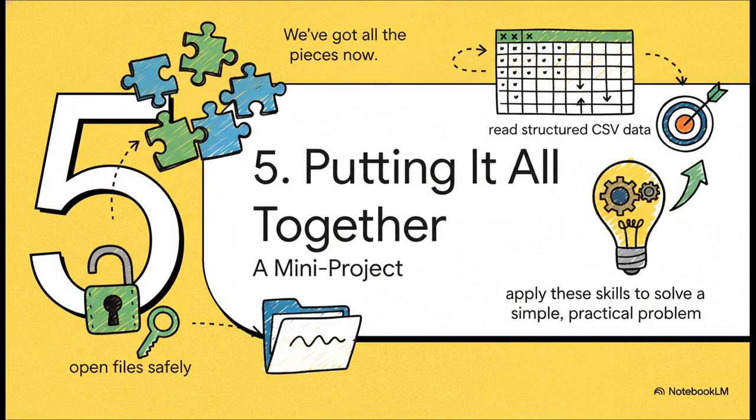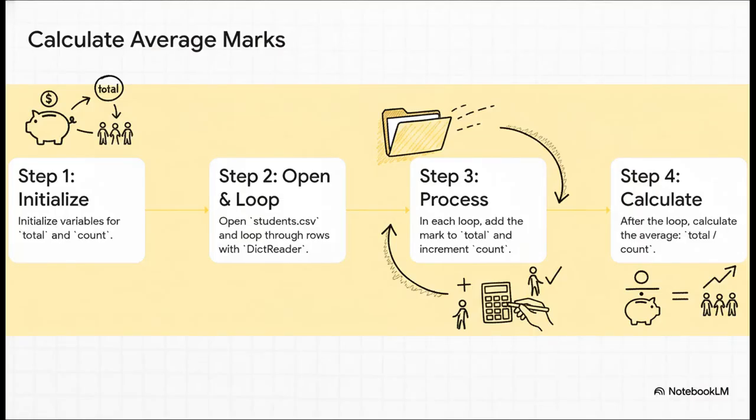Okay, we have all the building blocks. We know how to open files the right way, and we know how to read structured data from a CSV. So let's put it all together and actually do something useful with it. Here's our mission, should we choose to accept it. Let's calculate the average marks for all the students in that file. Our plan is simple. We'll set up some variables to keep track of the total marks and how many students there are. We'll loop through the file, add everything up, and then do some quick math at the end.